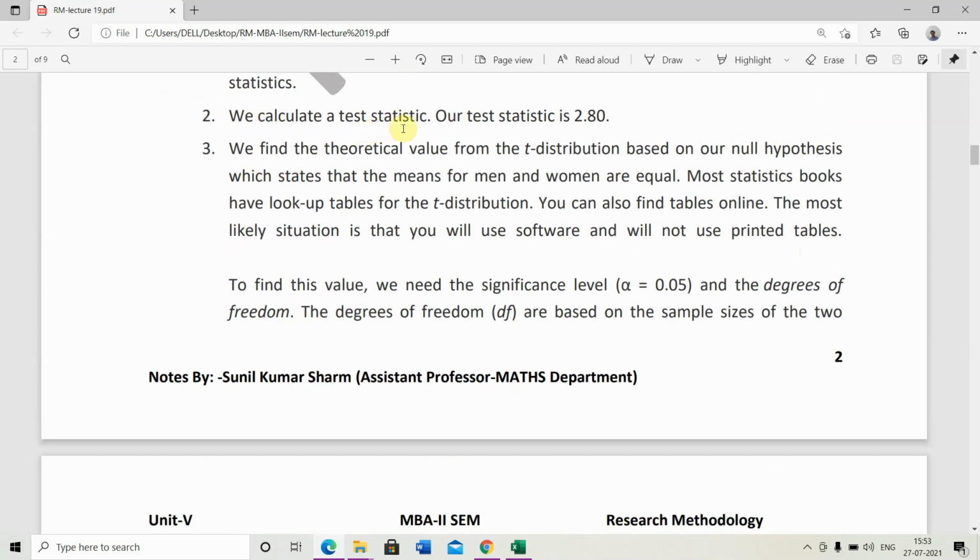We calculate the test statistic. Our test statistic is 2.80. We find the theoretical value from the t distribution based on our null hypothesis, which states that the means for men and women are equal. Most statistics books have lookup tables for the t distribution. You can also find tables online.